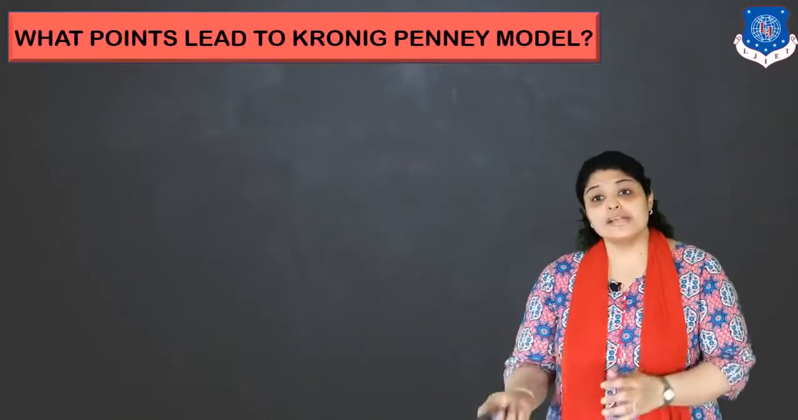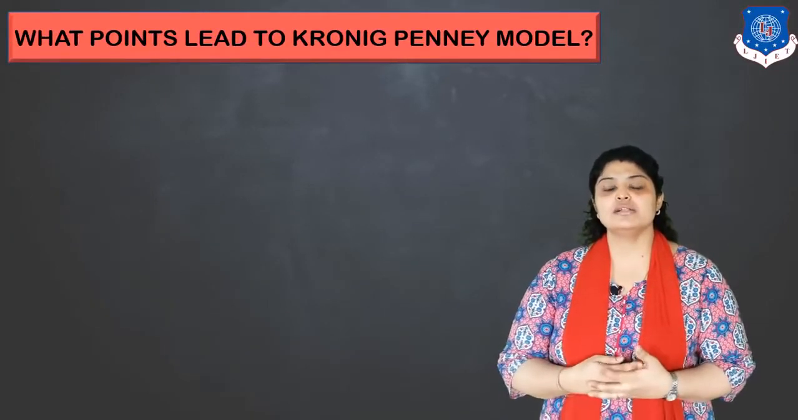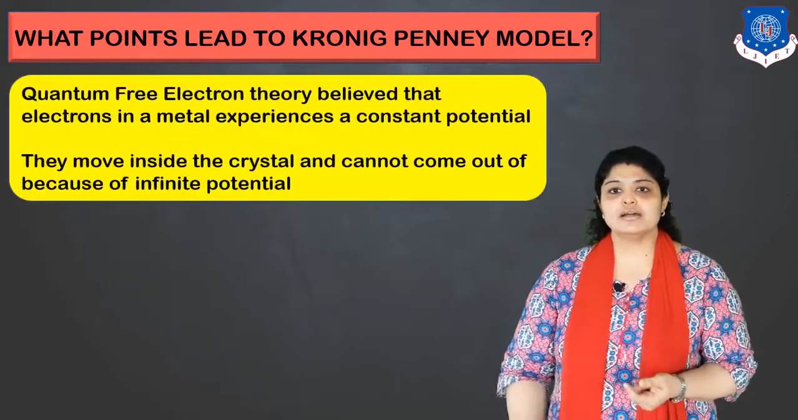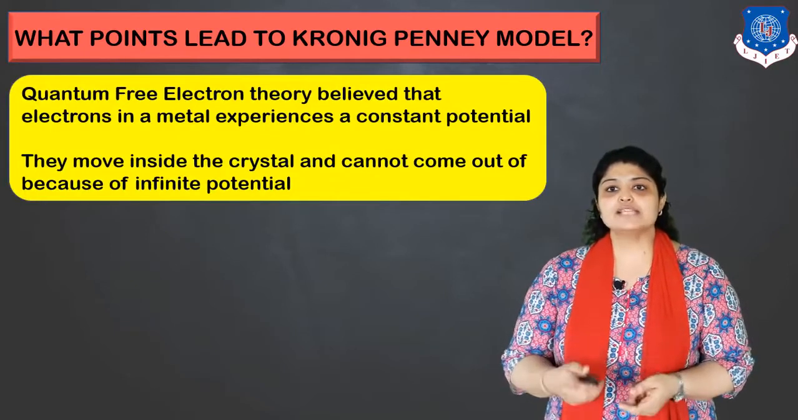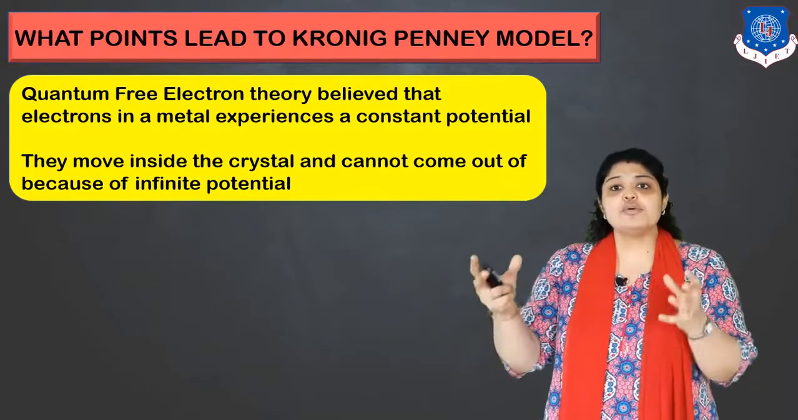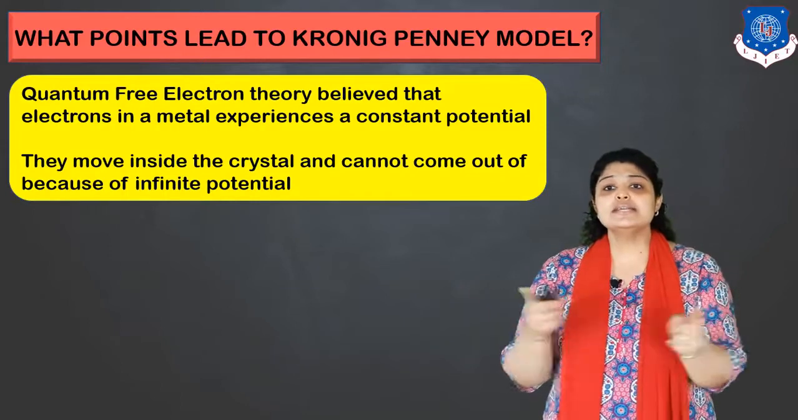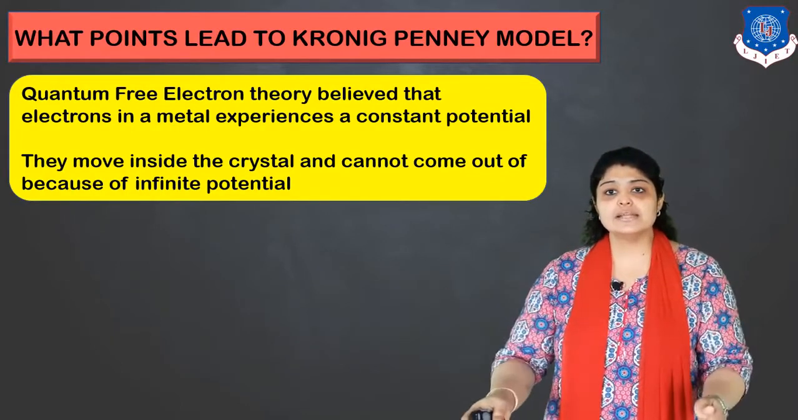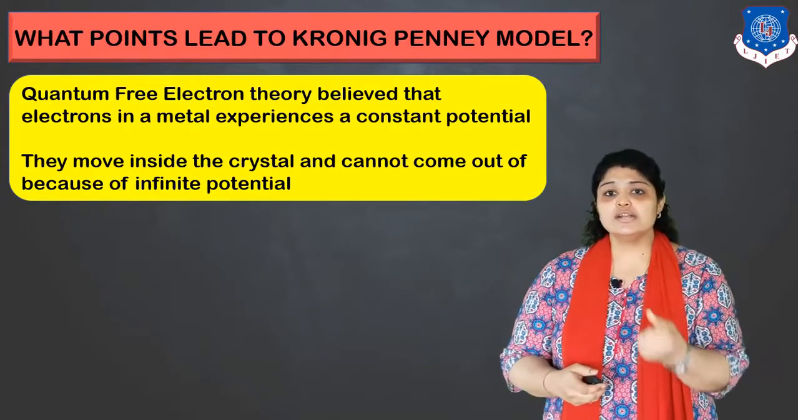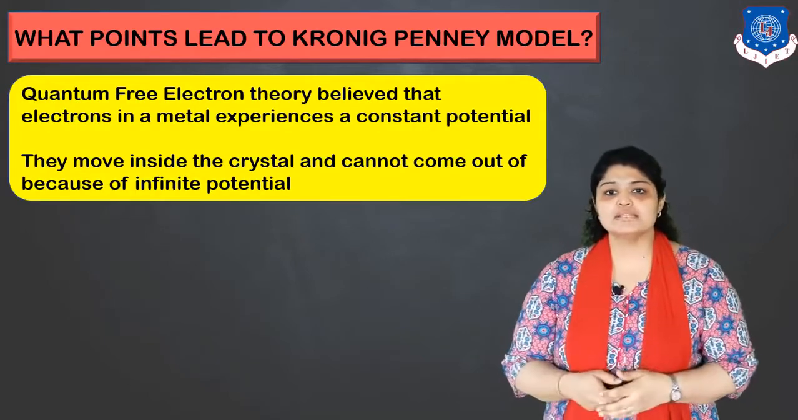Next, what are the points which lead to the Kronig-Penney model? What was the need of defining such a model by Ralph Kronig and William Penney? We have seen in quantum theory that electrons in a metal experience a constant potential. This is what we discussed in our previous video: if you consider a particle, say an electron, in a cube, it constantly moves within the cube, but exactly at the boundaries the potential becomes infinity. So according to quantum theory, within the box the potential is zero, that means constant.